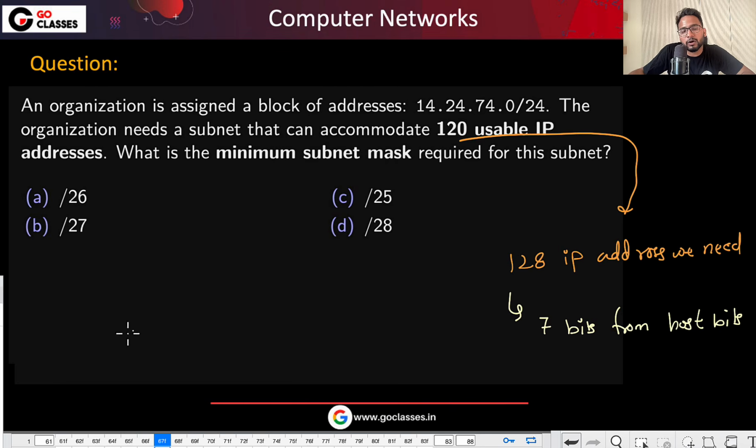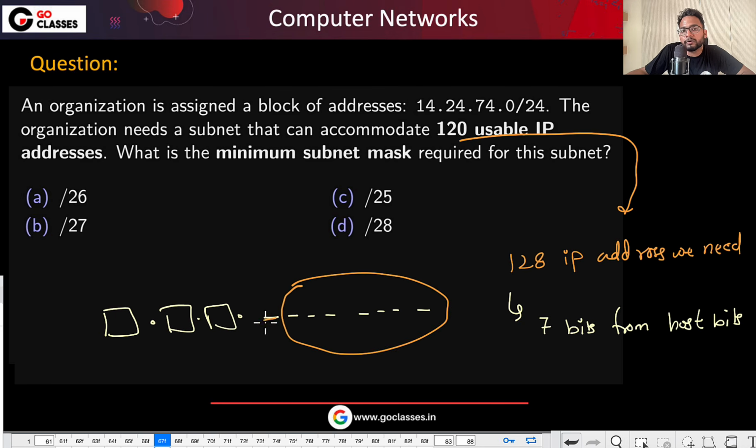Which means 24 are already booked. So these 3 octets are already booked. Now 8 bits are left, 1, 2, 3, 4, 5, 6, 7, 8. I need 7, which means I can assign only 1 bit to the subnet. So this network can be divided into 2 parts, right?